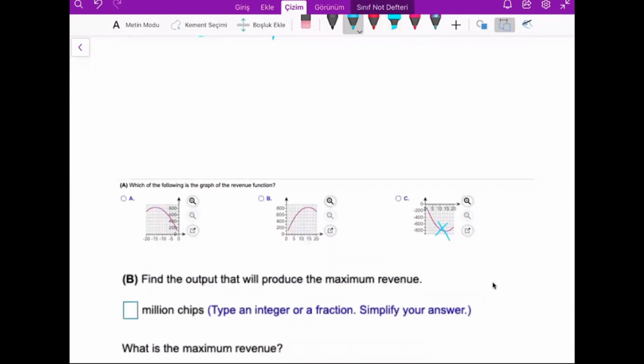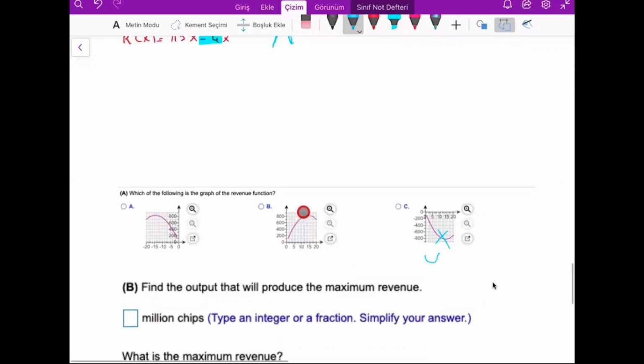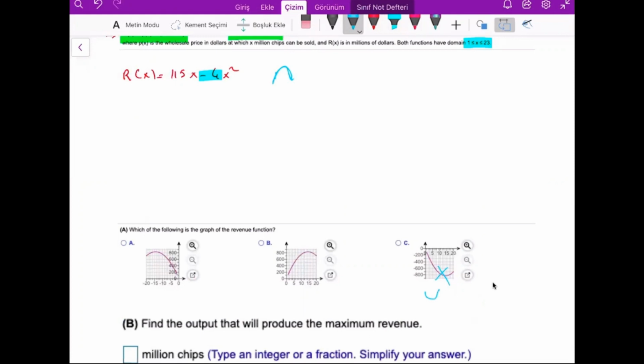Okay, part C is shaped like this one, but the shapes of part A and B are similar to the R shape. So the answer should be one of A and B. Let's calculate the vertex. Actually, it is easy to choose from here, but I want to show how you can calculate the vertex.